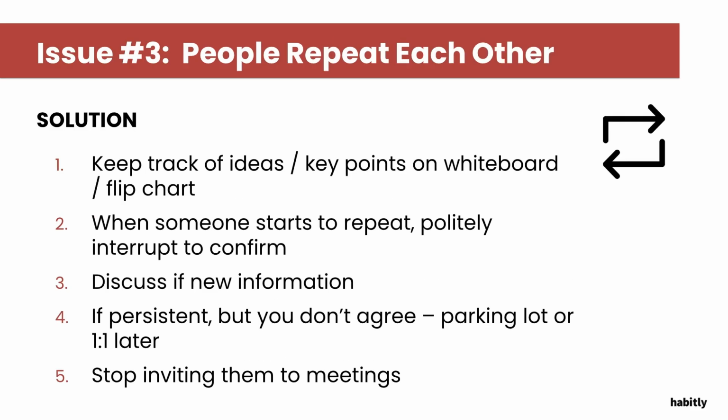Number three, people repeat each other. The solutions that I suggest here, number one, keep track of the ideas and key points on a whiteboard or a flip chart. That's kind of at a high level. And number two, when someone starts to repeat and they've gone far enough that you're sure that's what's happening, politely interrupt them to confirm. You can say, it sounds like that was already said by Susie. Do you have something new to add to that, or can we move on? Because I want to keep rolling here.